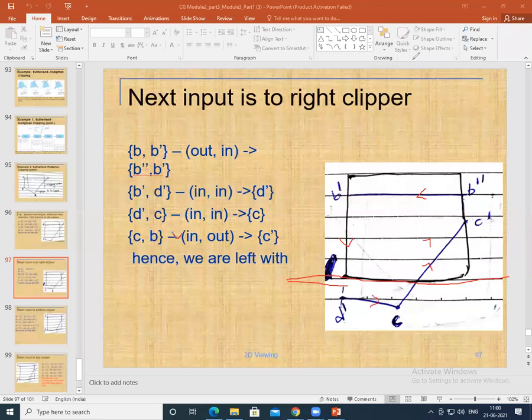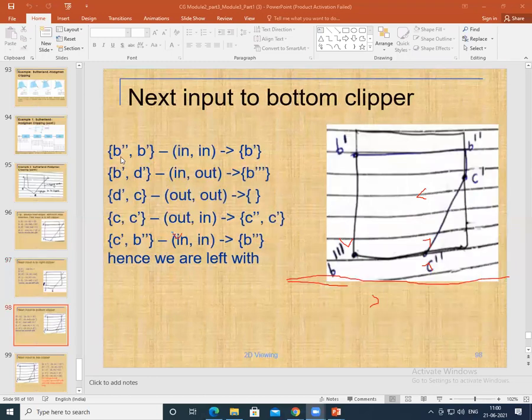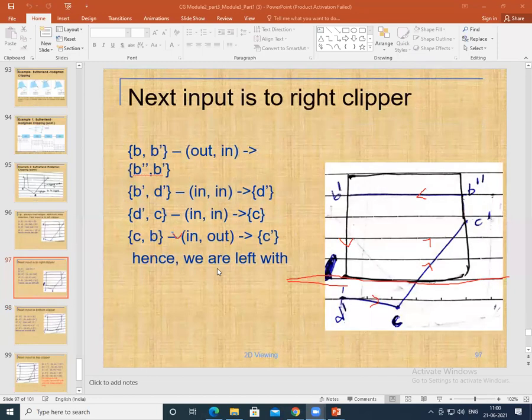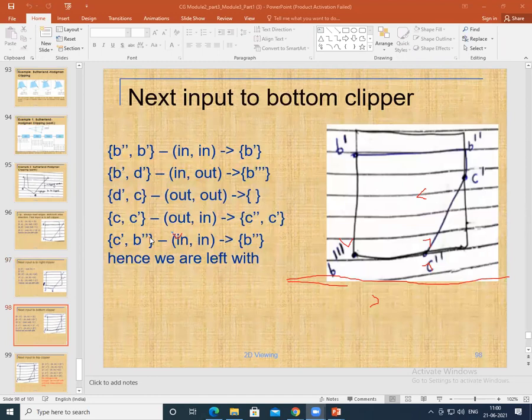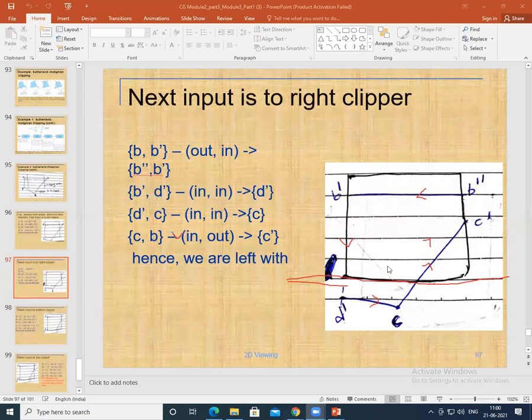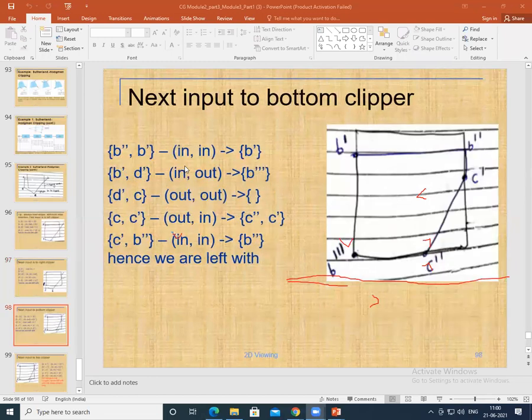How do you analyze? Let us see in the next slide. See B double bar, B bar, D bar, D bar C. How do you analyze this? Same thing. In the next slide I have written B double bar, B bar, D bar, D bar C, C bar, and C B double bar. See this one. All are analyzed with respect to the concept of whether they are in or out. When it is out, it is completely null. After clipping, you are going to get this diagram.